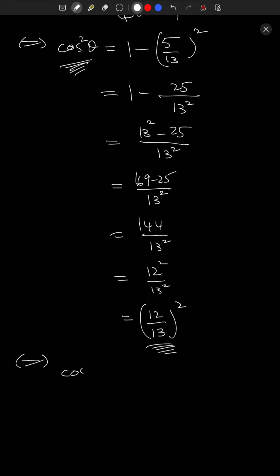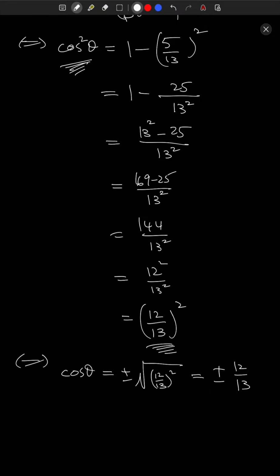And so cosine theta is equal to the square root of the right-hand side. So the square root of 12 over 13, the whole thing squared, plus or minus. Remember, anytime you square root both sides of an equation, you need to pop out a plus or minus. So the square root of 12 over 13 squared is 12 over 13, so plus or minus 12 over 13.